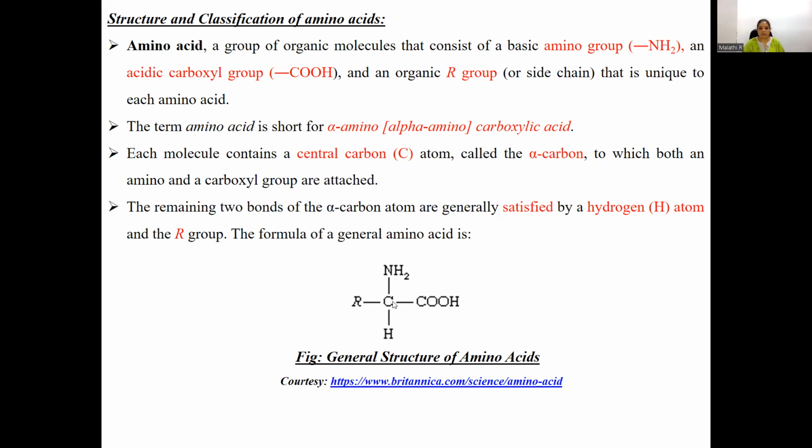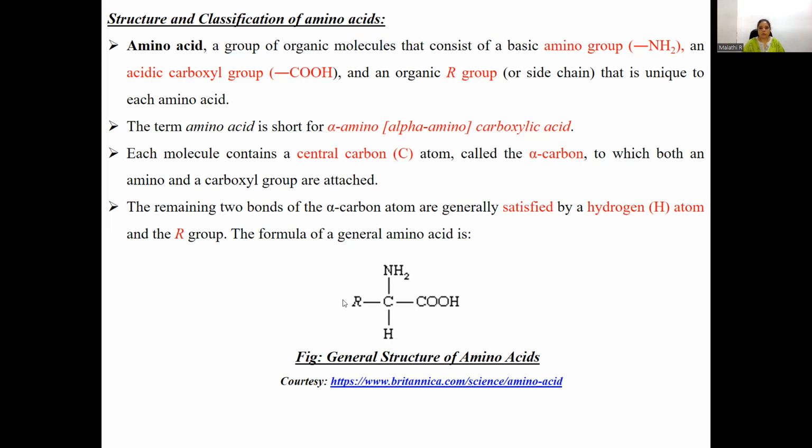So you can see the general structure here. This is the central carbon atom, which we call the alpha carbon. To this alpha carbon, the amino group, NH2, is bound, and also the COOH group, the acid or carboxyl group, is present. And H is a common substituent for all the amino acids. So these three substituents, NH2, COOH, and H, are common for all the 20 standard amino acids.